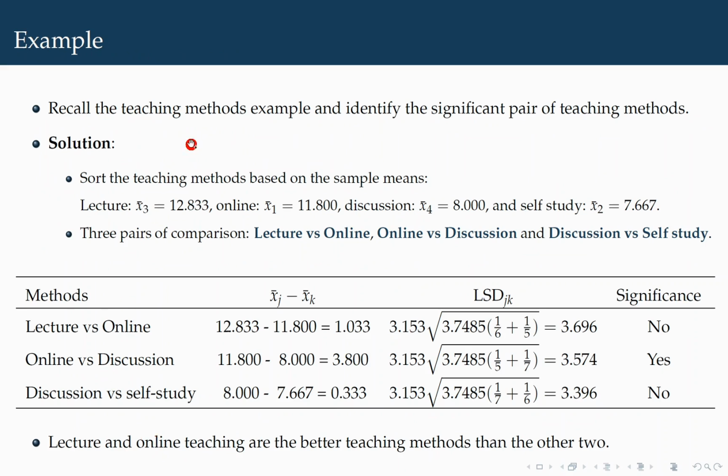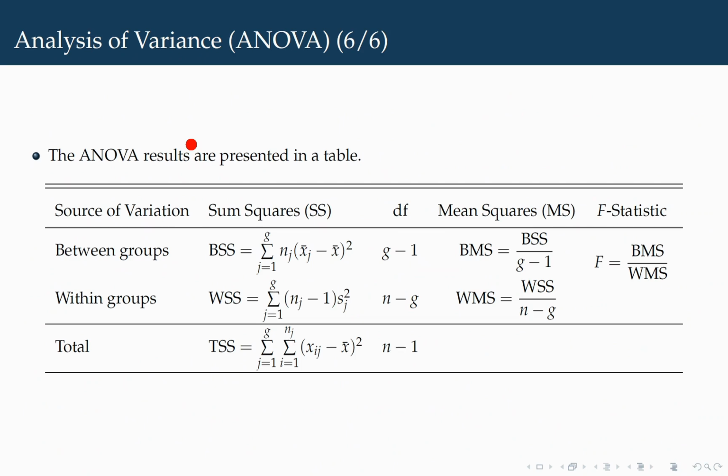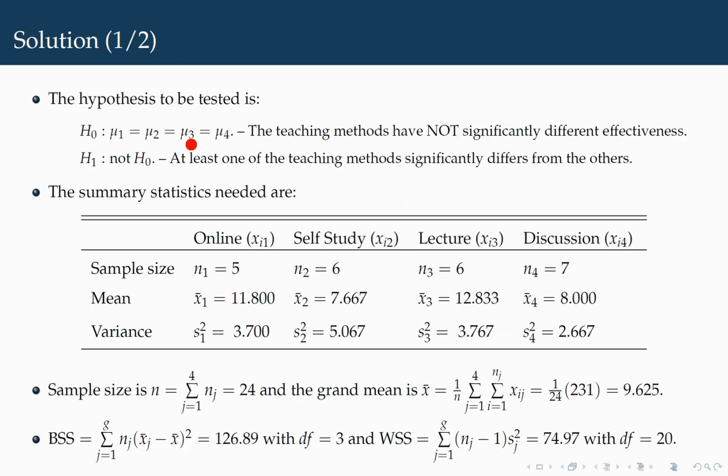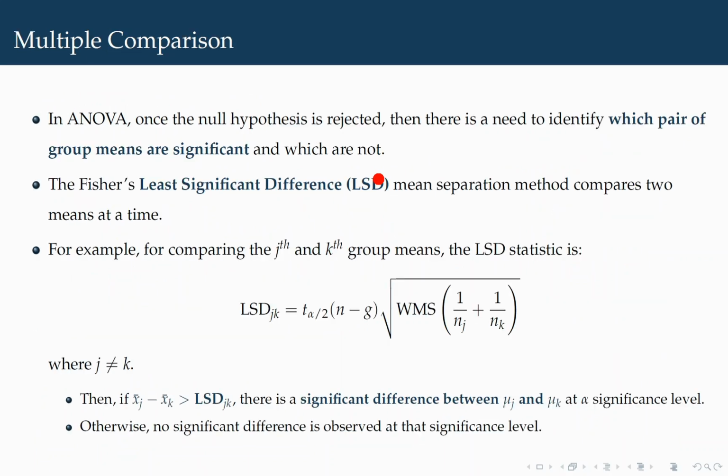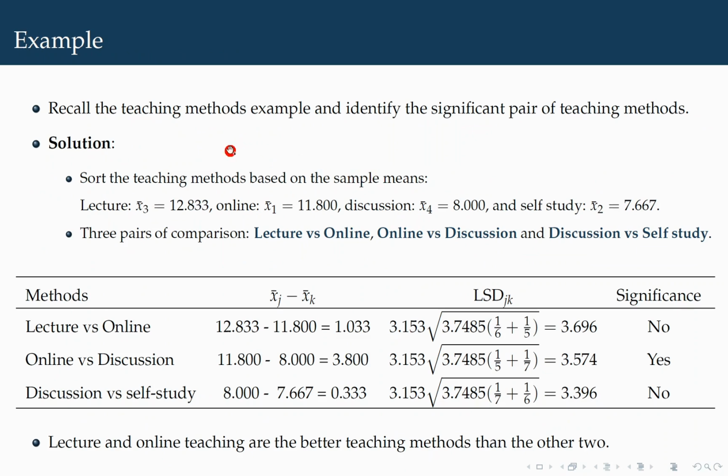So let's consider again this previous example on the teaching methods. Since we reject the null hypothesis here and conclude that at least one teaching method is significantly different from the other, we have to conduct a post hoc analysis, or what we call a mean separation method, next to rejecting the null hypothesis. So first we need to sort the teaching methods based on the sample means. Lecture has the largest sample mean, 12. Next the online learning, which is 11. Next discussion, and lastly self-study.